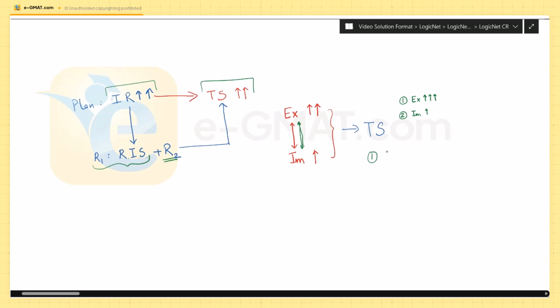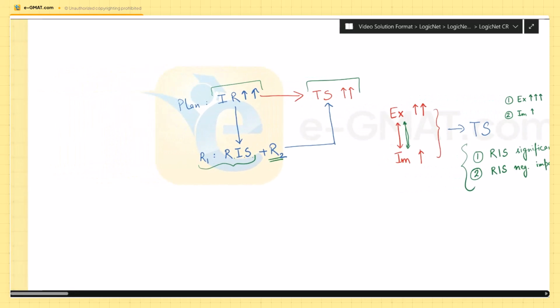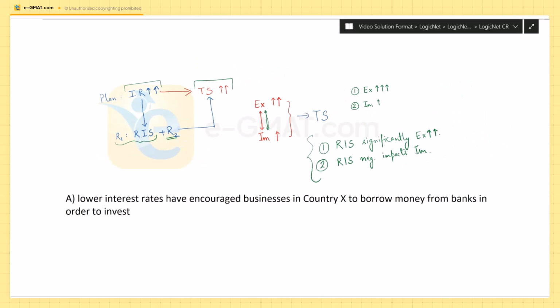So one scenario can be that the reduced investment spending significantly increases the exports. In this case, the trade surplus may widen. The second scenario can be in which the reduced investment spending negatively impacts the imports. In this scenario also, there are chances that trade surplus will increase. So with this understanding, let's move to answer choice analysis.